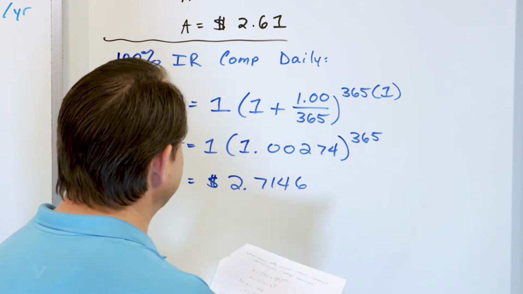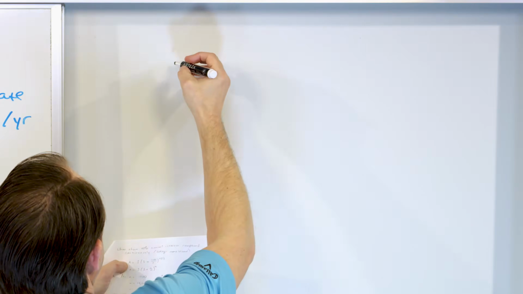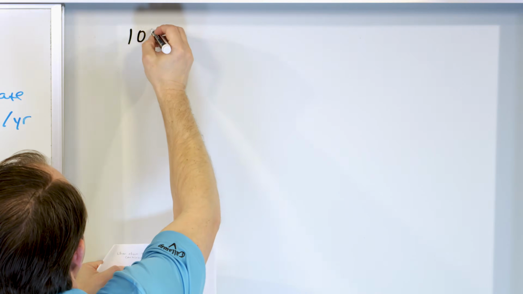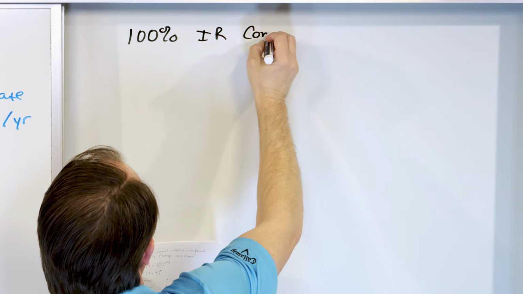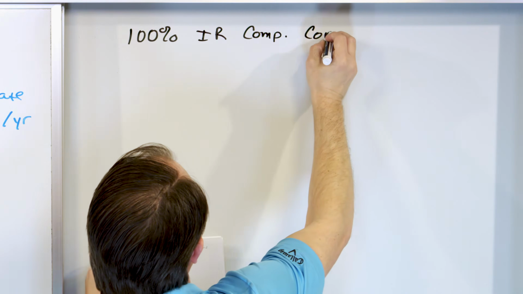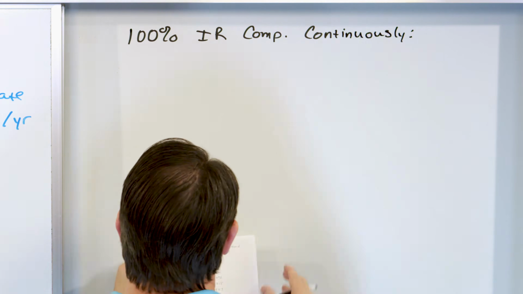And that's what we want to basically calculate now. So let's go off to the next board and do that. The equation that we would use to do that, 100% interest rate compounded continuously. That's what we're trying to do.